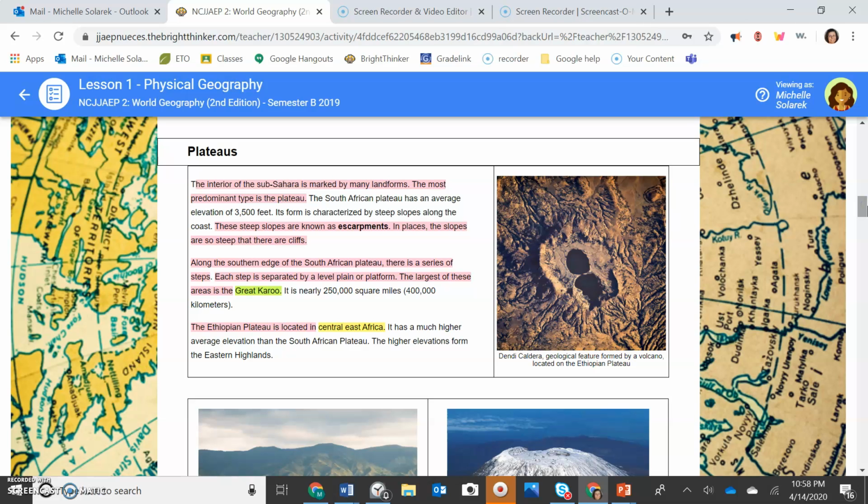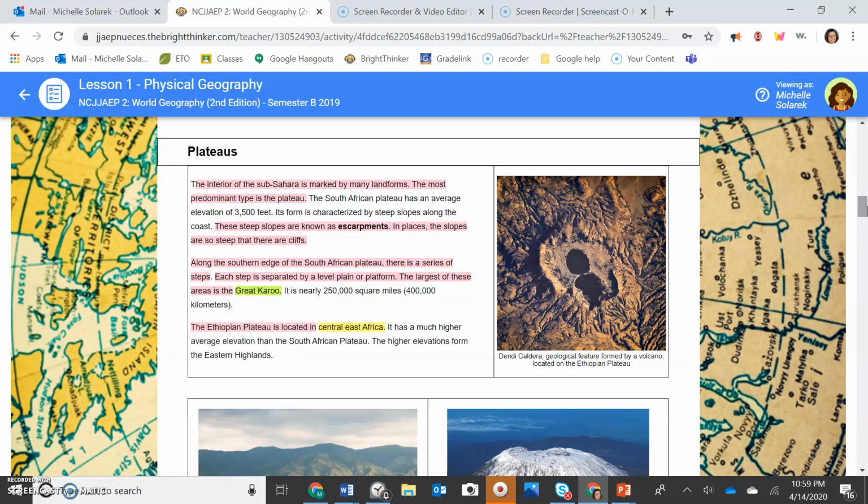So let's look first at the plateaus. The interior of the Sub-Sahara is marked by many landforms. The most predominant type is the plateau. These steep slopes are known as escarpments. In places, the slopes are so steep that there are cliffs. Along the southern edge of the Southern Africa Plateau, there is a series of steps. Each step is separated by a level plain or platform. The largest of these areas is Great Karoo. So what is the largest of the steps? The Great Karoo. Okay, the Ethiopian Plateau is located in Central East Africa. There's more words, but this is all I want you to remember, that it's located in Central East Africa.